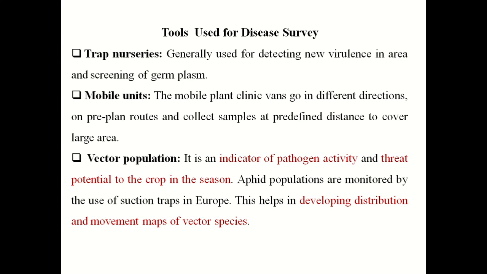Third, vector population. We all know that plant viruses in particular are spread by many vectors. Most of the vectors are insects, particularly sucking insects or sucking pests. So by knowing the vector population, we ultimately get an idea about the plant viral disease and how it spreads. It is an indicator of pathogen activity and threat potential to the crop in the season. Here one example of the aphid is given. Aphid population is surveyed or measured by establishing traps in the field, particularly yellow sticky traps. So the survey of the vector population also becomes helpful in the development of distribution and movement maps of the vector species.